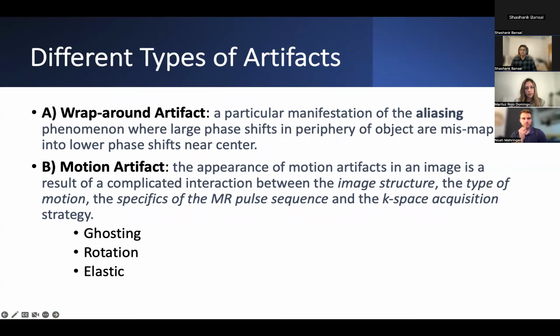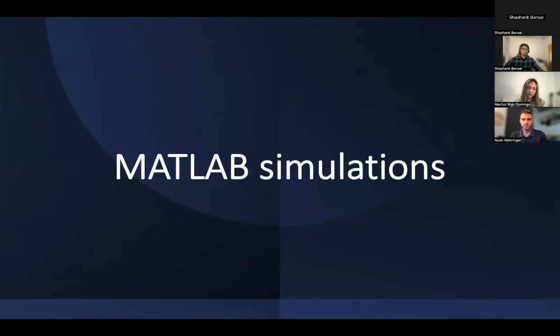And then motion artifacts are very frequent in MRI, and they have always been problematic since this clinical modality started. This is because MRIs take a long time to sequence, to collect enough data to form an image. And during this long time, there's a lot of physiological motion going on. So the artifacts appear from a combination of the image structure, the type of motion, and the specifics of the MR pulse sequence and the K-space acquisition. We're going to talk about ghosting, rotation, and elastic motion today.